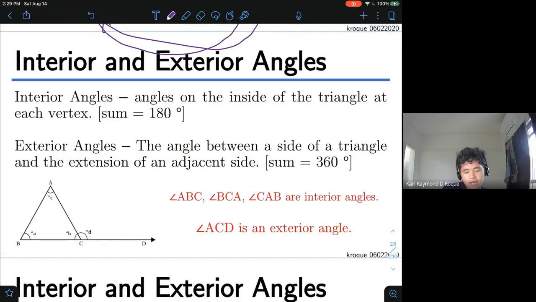Next. May dalawang klaseng angle sa triangle. Siyempre, unang-una is interior angles. They sum up to 180. Angles formed by the sides, no? At each vertex, no? Ayan, ABC. Then, exterior angles, the angle between a side of a triangle and the extension of an adjacent side. So, i-extend natin si BC. Tapos, ayan, yun yung D. That is an exterior angle. So, if we name it, ABC, BCA, CAB are interior angles. ACD is an exterior angle.